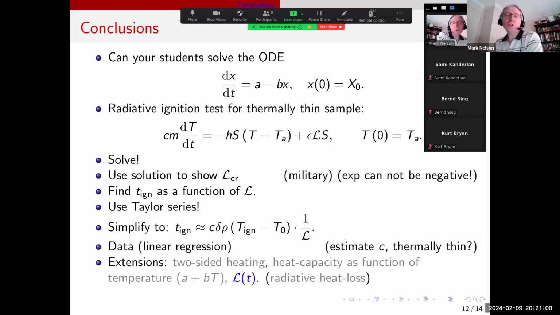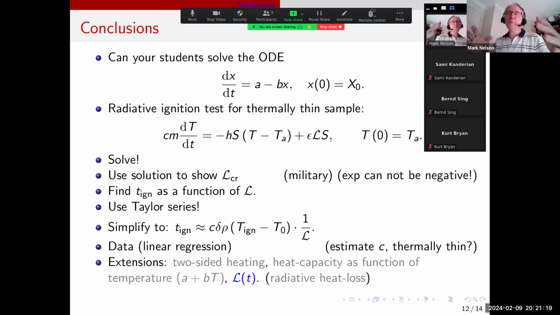There's lots of extensions for this kind of work. So I've been talking about a situation when you heat the top of a sample. You can turn your sample over like this, and you can heat it here, or you can heat it on both sides simultaneously, two-sided heating.